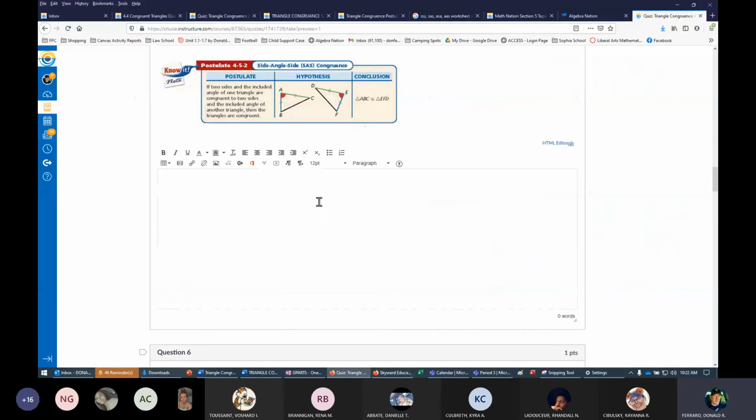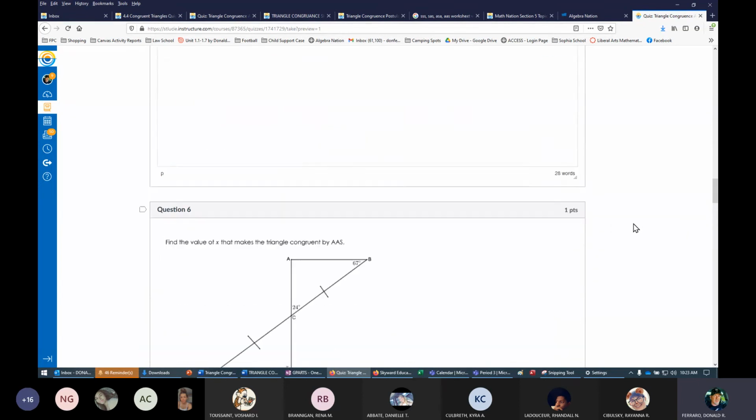So go ahead and write in the box: if two sides and the included angle of one triangle are congruent to two sides and the included angle in the other triangle, then the triangles are congruent. All right, go ahead and type that in, and let's move on to the next one.